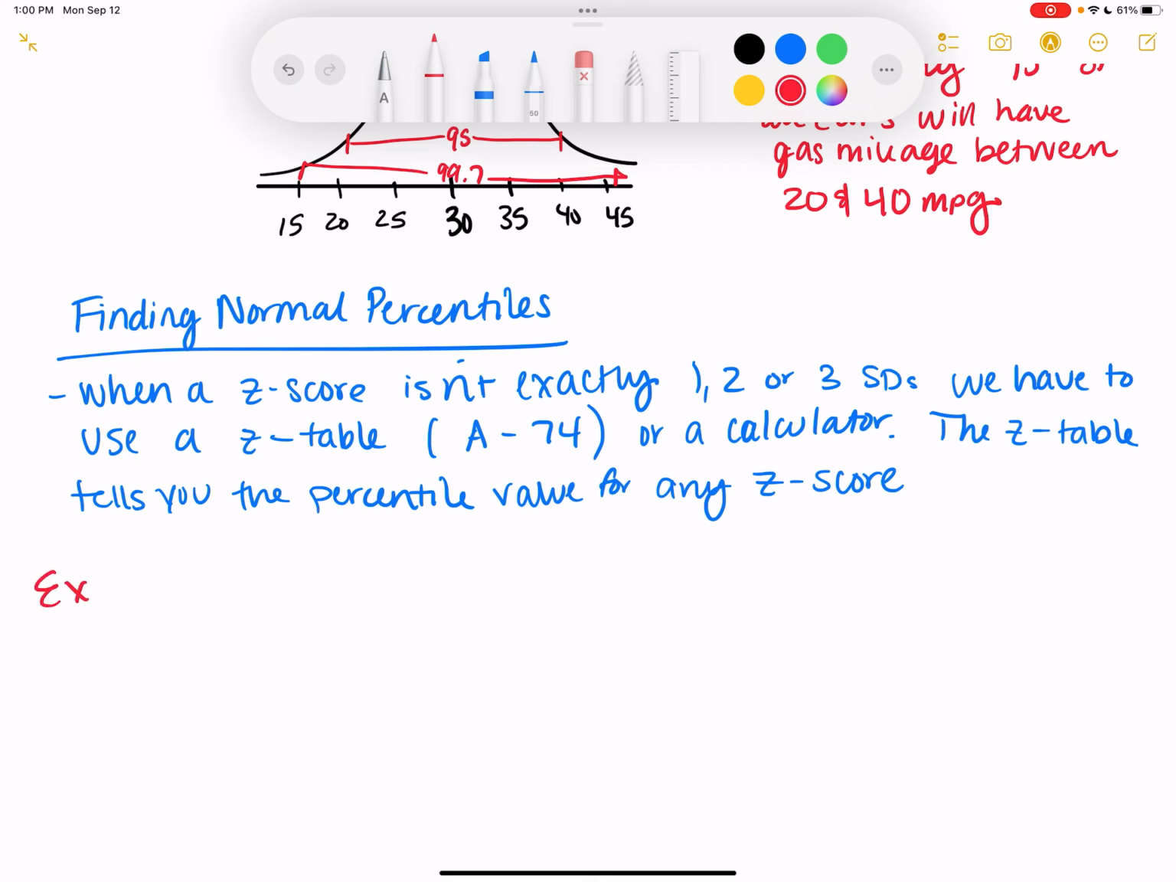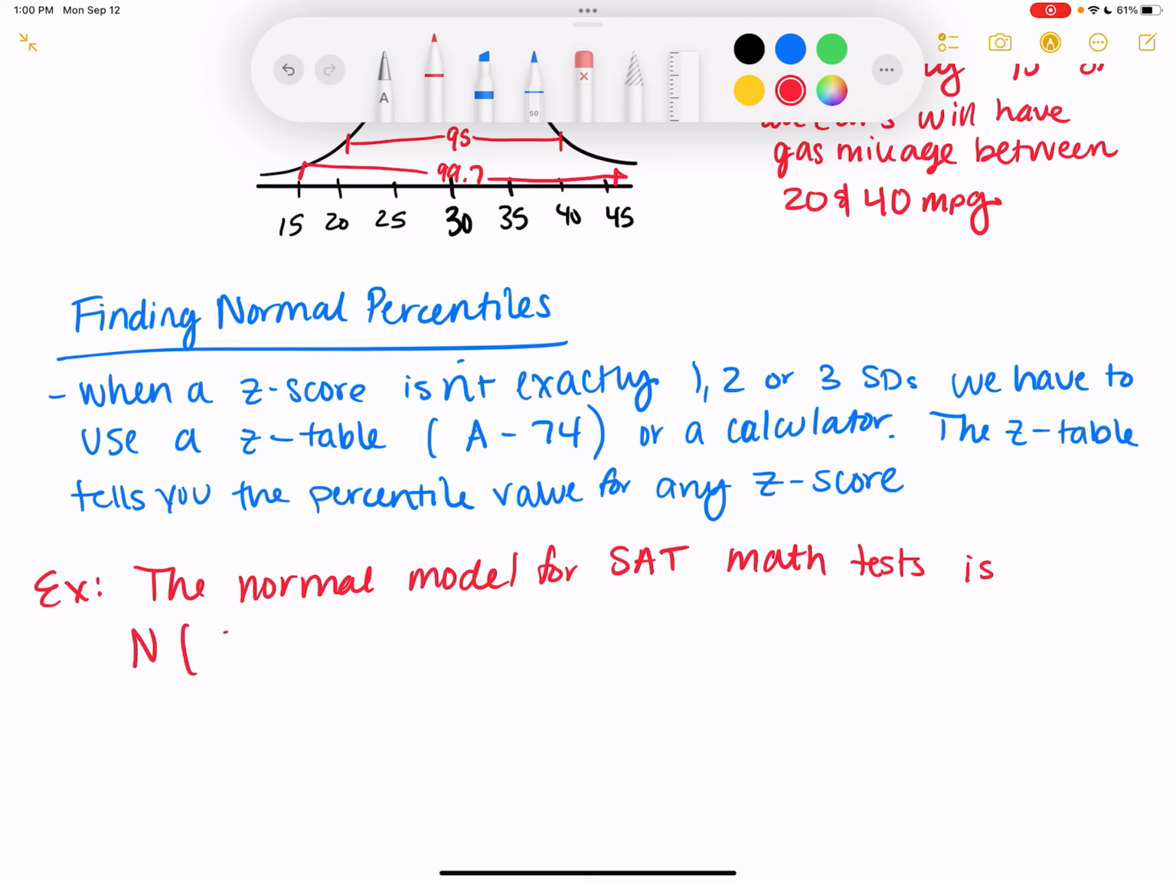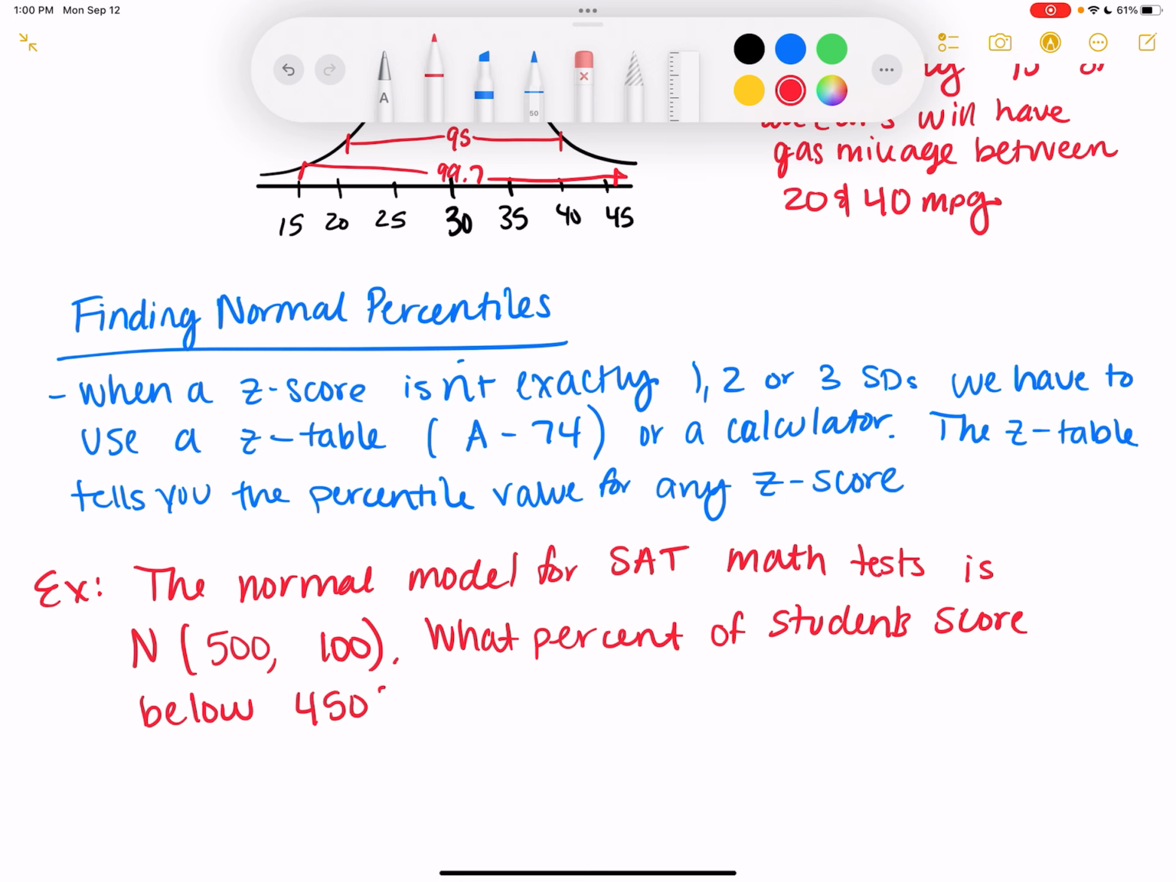So, example, the normal model for SAT math tests is 500, 100, so average of 500, standard deviation of 100. What percent of students score below 450?